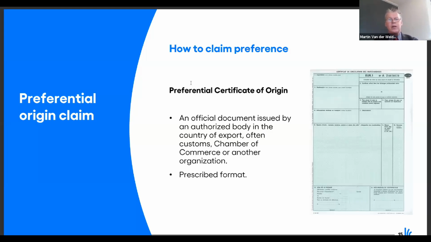A lot of the free trade agreements are old free trade agreements. And years ago, we were only talking about paper and not about digital solutions. And it's not that easy to change the text of a free trade agreement. That's why in a lot of the older free trade agreements, a certificate of origin is still a paper solution.